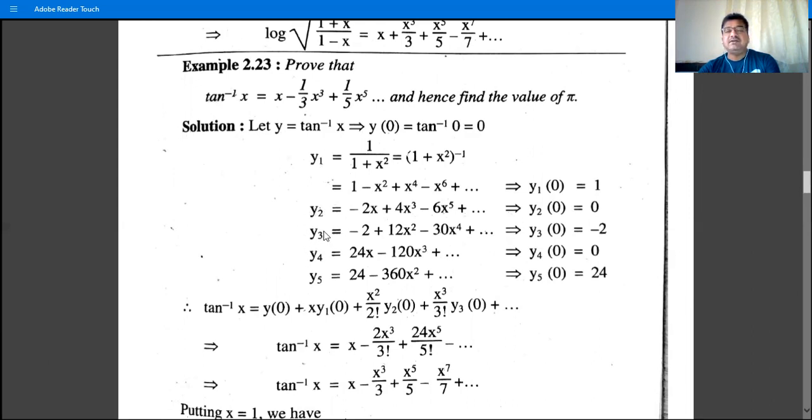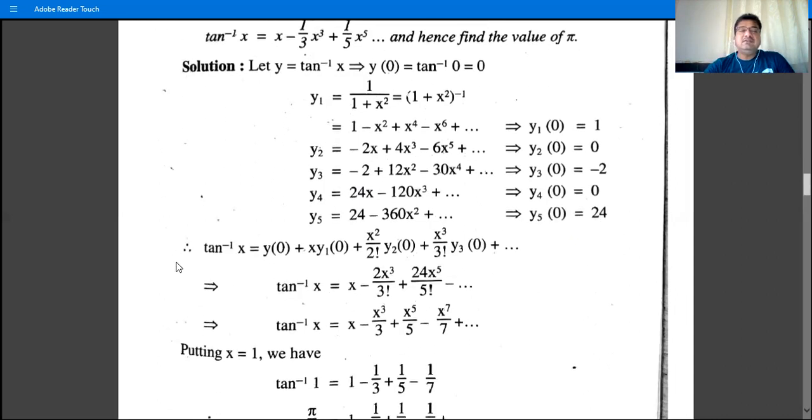Y2 means second order derivative, y3 means third order derivative. So its derivative is again this. So very simply we have this derivative, and then the value at 0 is minus 2. Then again the derivative of this quantity, minus 2, derivative is 0. This is 24x minus 120 x cube, and so on. The value at 0 is 0. Next order derivative is 24 minus 360 x square plus so on, and the value at 0 is 24, and so on.